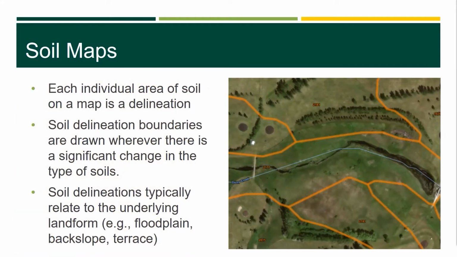Each individual area of soil on a map is a delineation, and soil delineation boundaries are drawn wherever there is a significant change in the type of soils. I think it's important to understand that these are not hard lines. You're not going to put 1 foot into this map unit and 1 foot into this one and have 2 distinctly separate soils. These lines are a gradual change, and the map units are meant to group similar soils. Soil delineations typically relate to the underlying landform, like the floodplain, backslope, terrace. Delineating out too many soils would make the map messy and very hard to read.